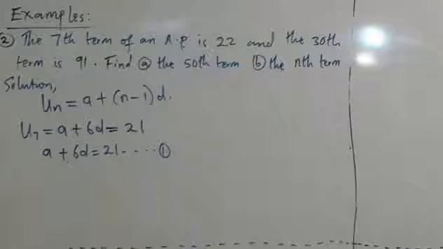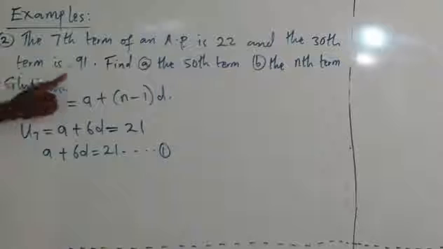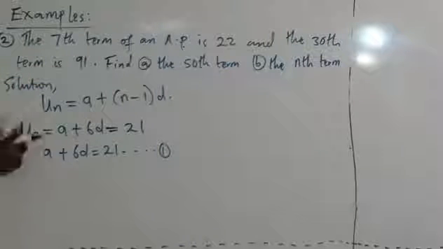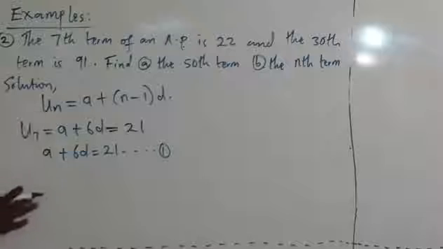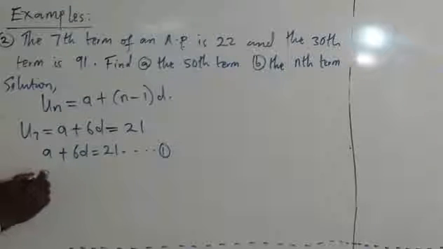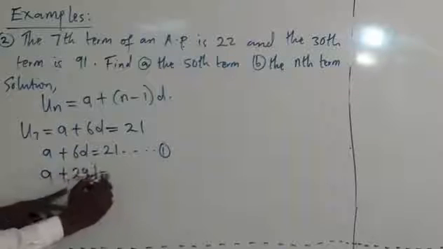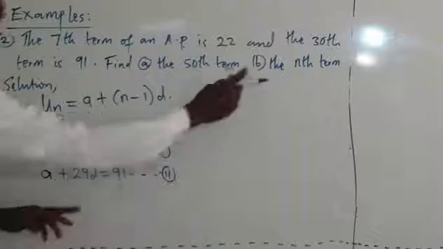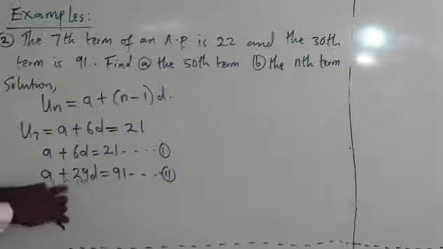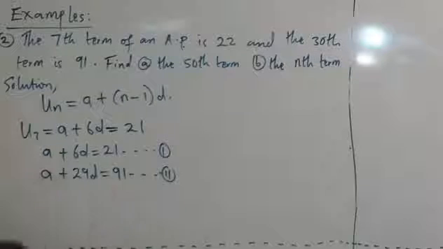This interpretation is very important. So the second statement is, and the 30th term is 91. So for the 30th term, without going with this, just make use of the formula directly. So the 30th term will be a plus 29d equals 91. Equation 2. Just subtract 1 from 30. So a plus 30 minus 1, that's 29. So 29d equals 91.